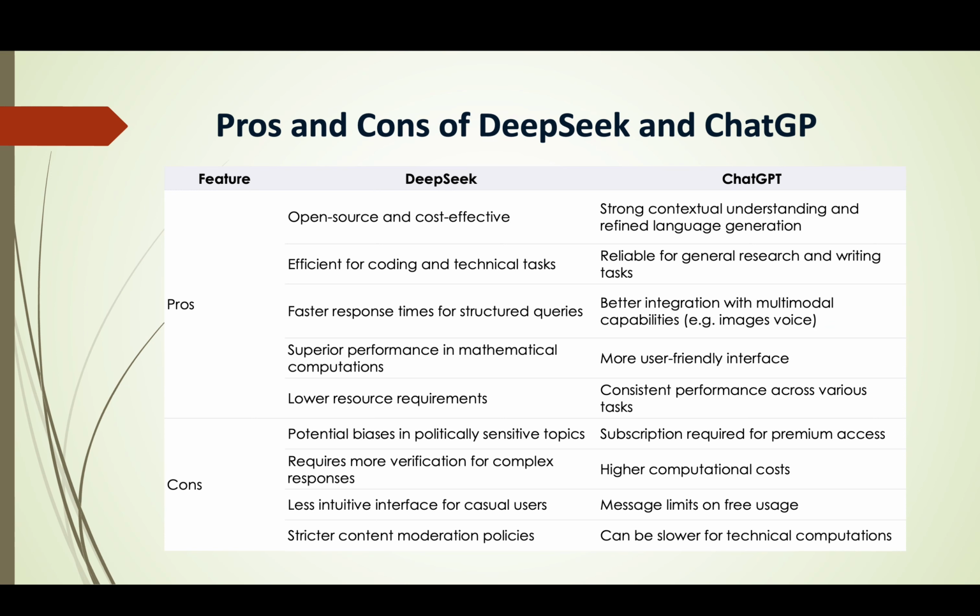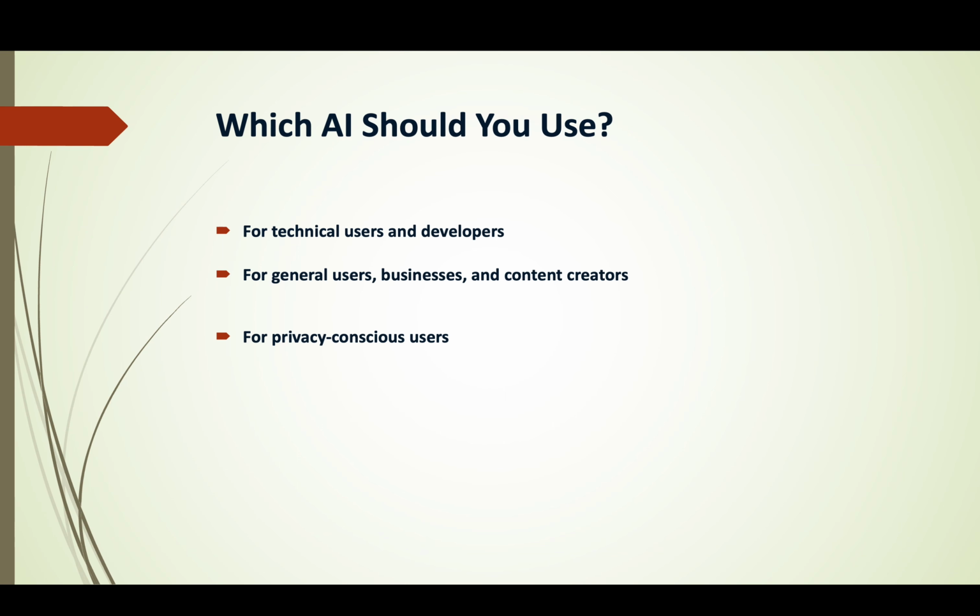Then comes the negatives of ChatGPT. Subscription required for premium access, higher compute cost, message limit on free usage, can be slower for technical computation. Now, moving on, which AI should you use? Either DeepSeek or ChatGPT. So certain things I would be discussing on it.